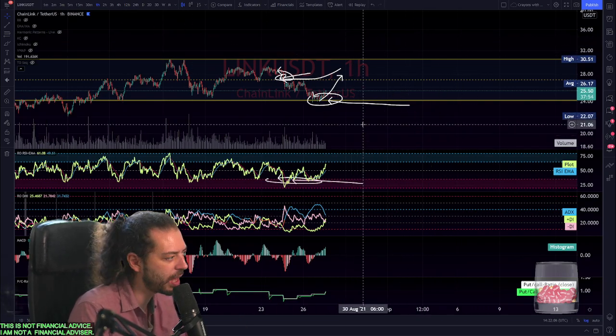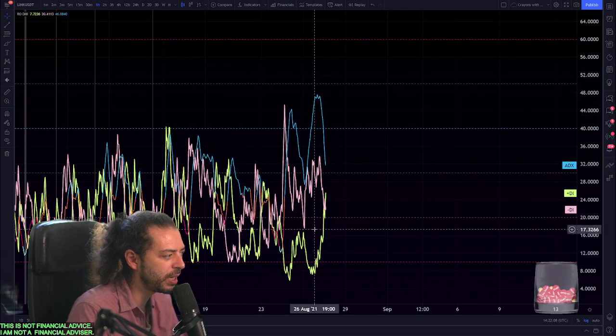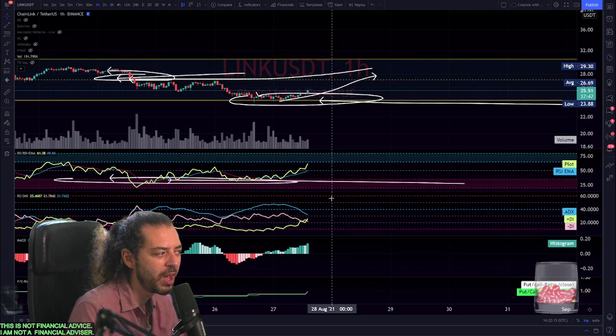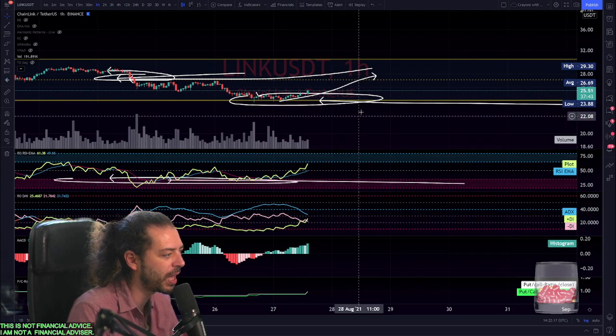So, last minute then of this one. Let's see. Did you spot it or did I spot it? I just spotted it. There's a cross in the DMI. Who spotted that first? It's a positive cross right there at the low. The ADX is still above 25. Did you spot it or did I spot it? I spotted that one maybe first.